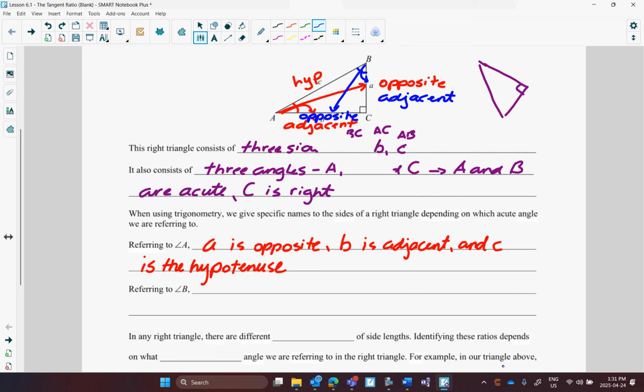Okay? So in this one, a is adjacent. b is opposite. And c is still the hypotenuse.